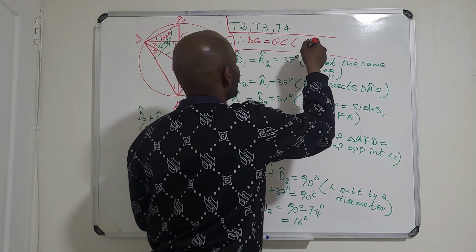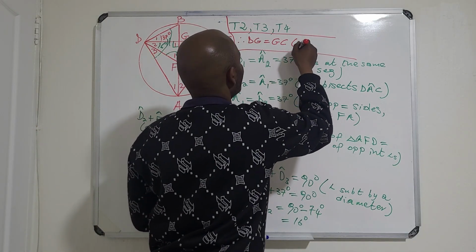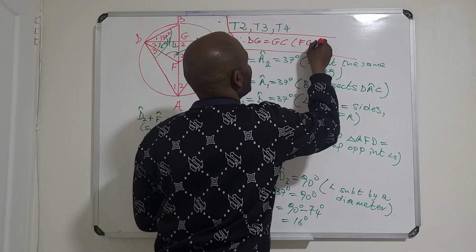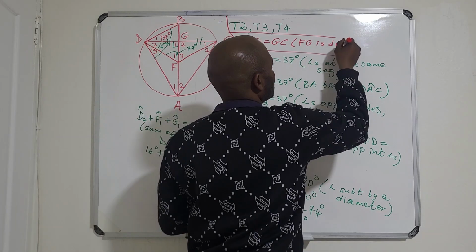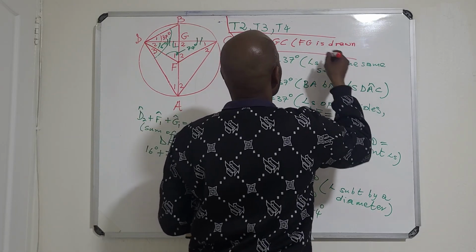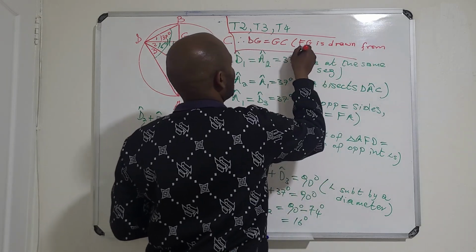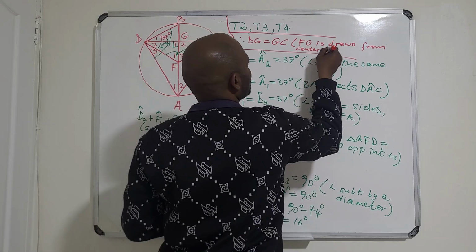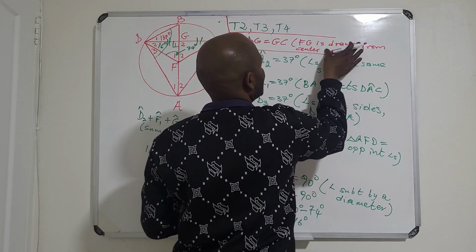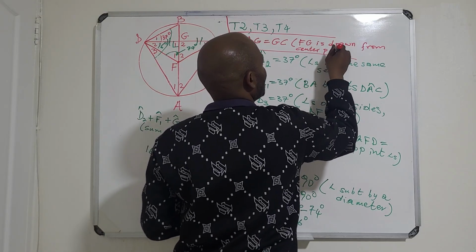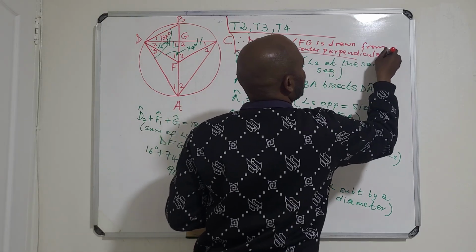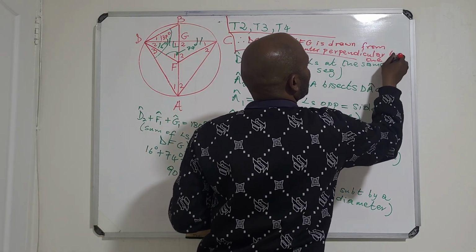I can just give the reason as therefore FG is drawn from the center perpendicular to the chord.